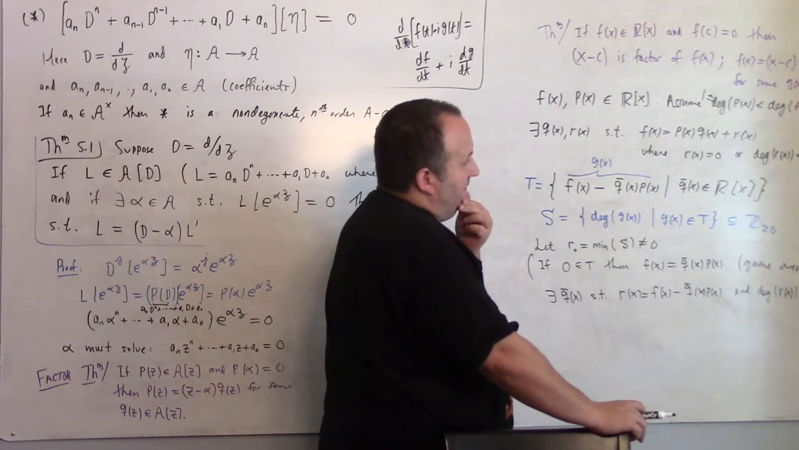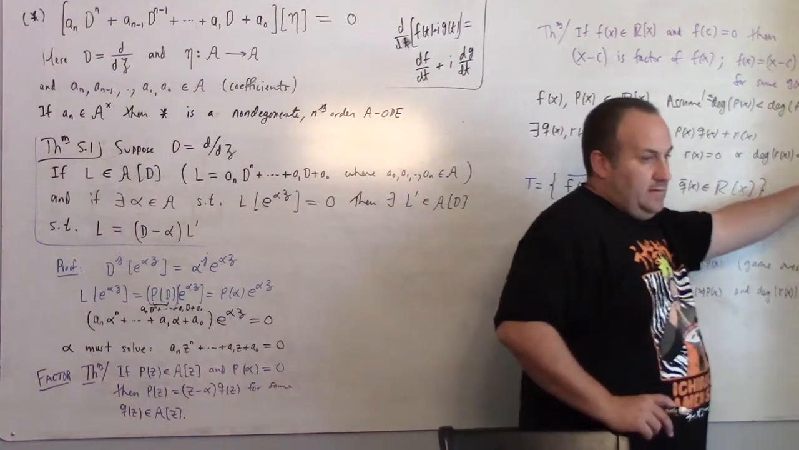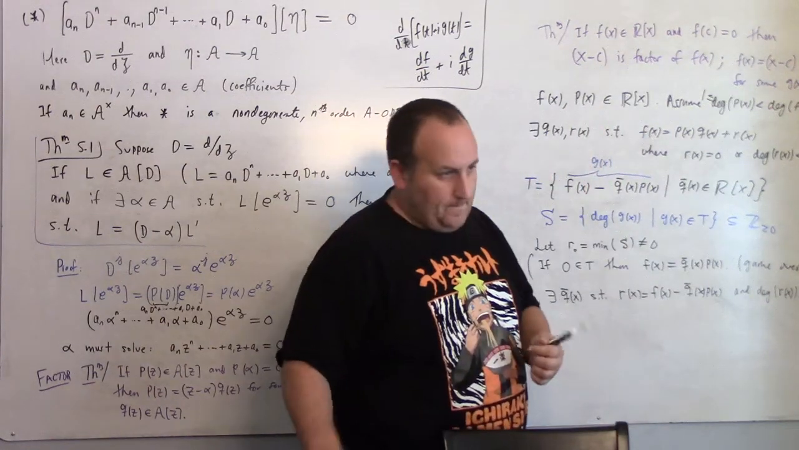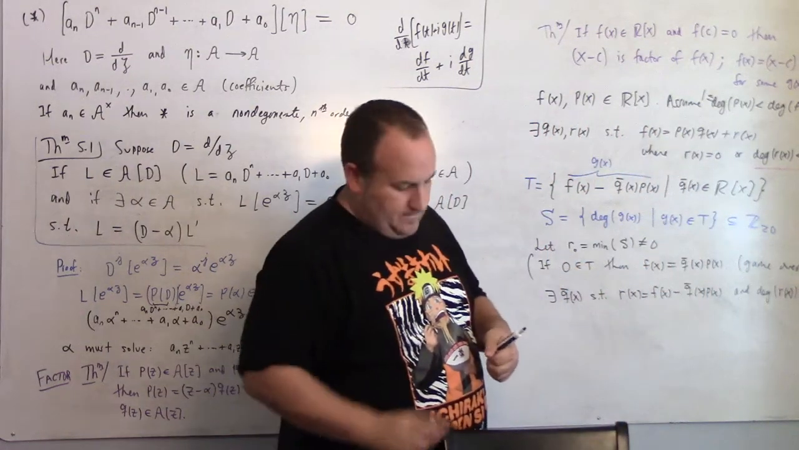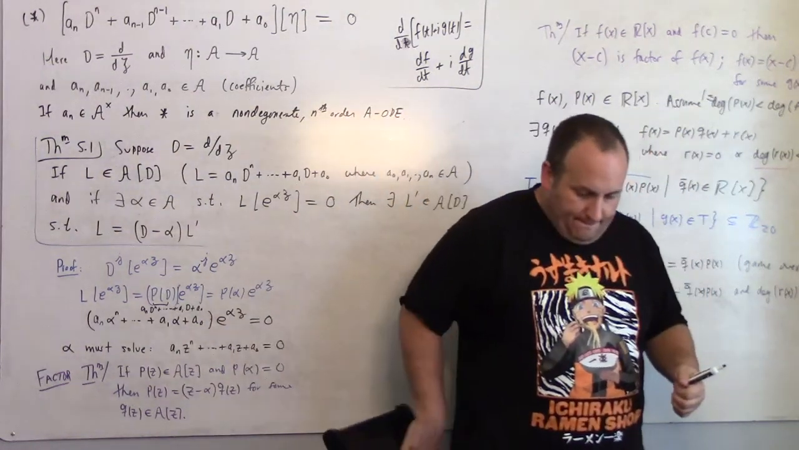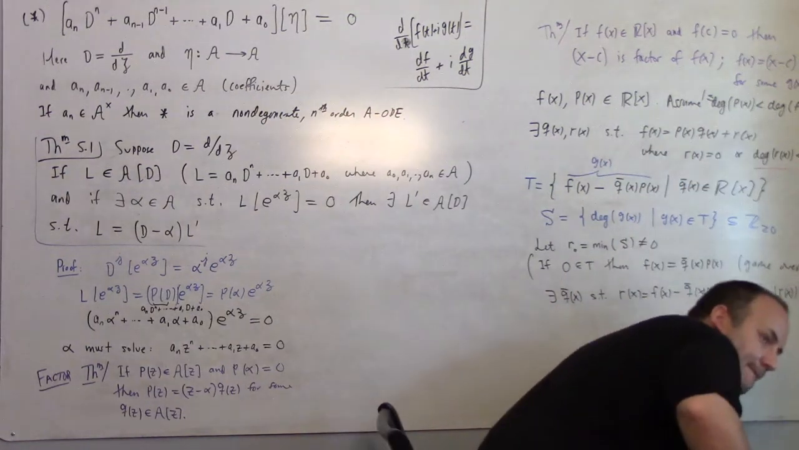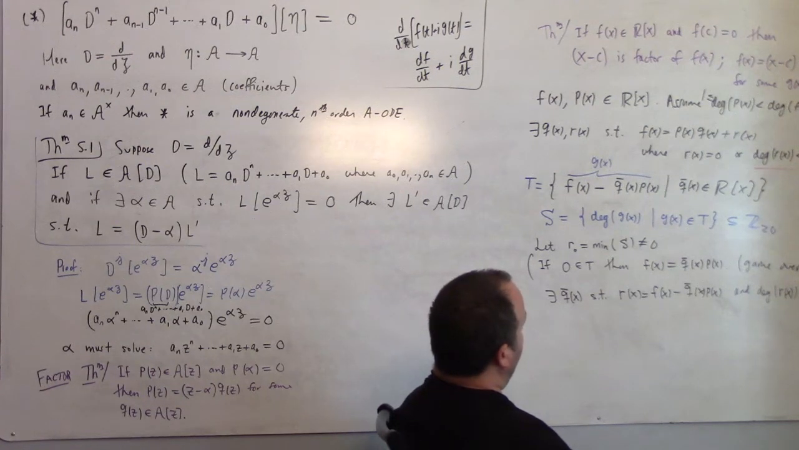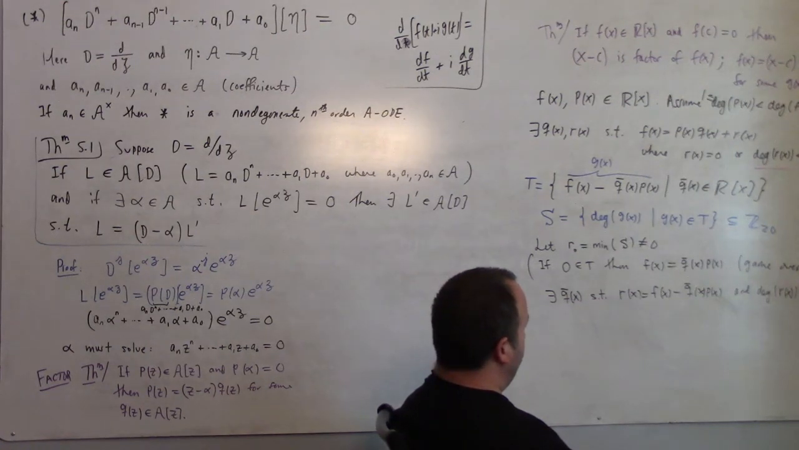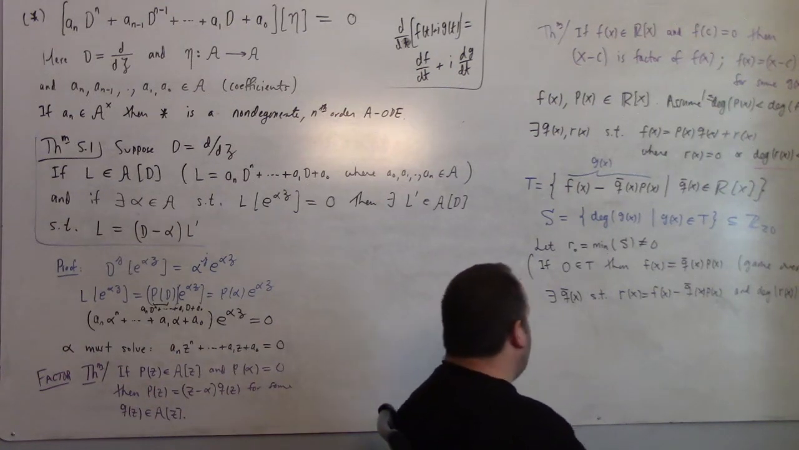Degree of p of x, like we want, right? Let's think about it in the most... okay, so if we have a degree two polynomial, that's the only... if you could find a case where the degree of r of x was greater than p, which... do you get what I'm saying?